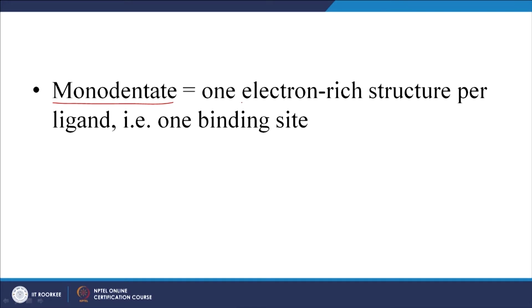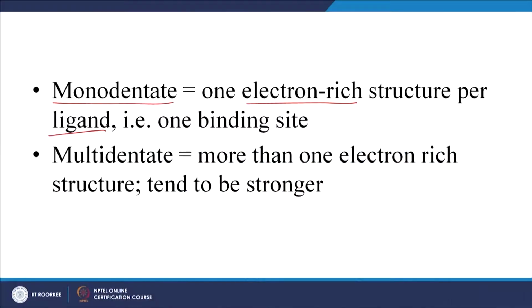So monodentate is when we have one electron rich structure per ligand, more or less it means one binding site. So if your particular electron rich structure has one binding site, you would call that a monodentate. Obviously if you have more than one electron rich structure, you would call that a multidentate, and they will tend to be stronger. So monodentate, bidentate, tridentate and so on more or less mean one binding site, 2 binding sites or 3 binding sites respectively.